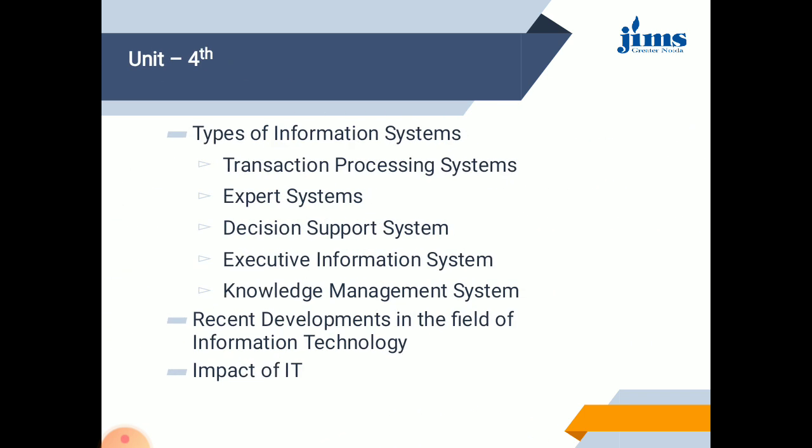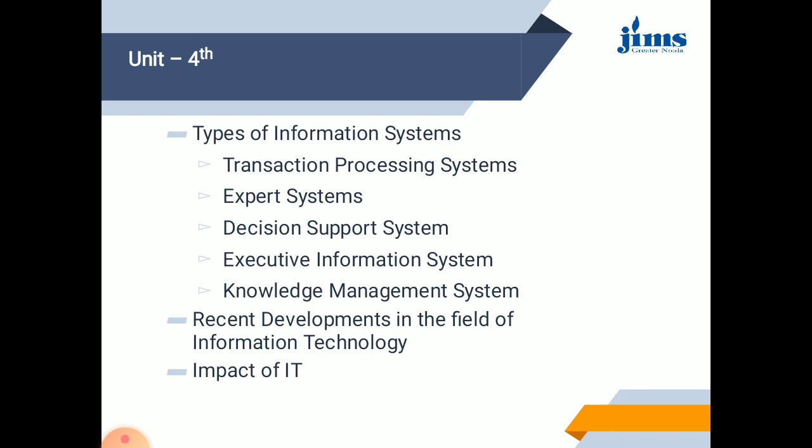Next is unit fourth, the types of information system. How many types of information system do we use in an organization? Transaction processing system, as the name suggests, means we are using a transaction system for our organization. If there is any banking transaction, or anything that we do with financial things, that comes into a transaction processing system.